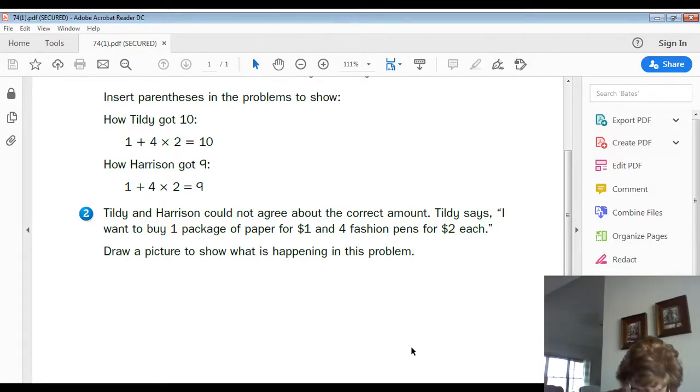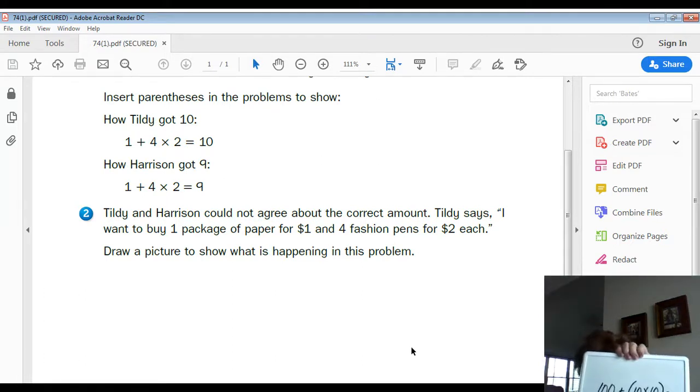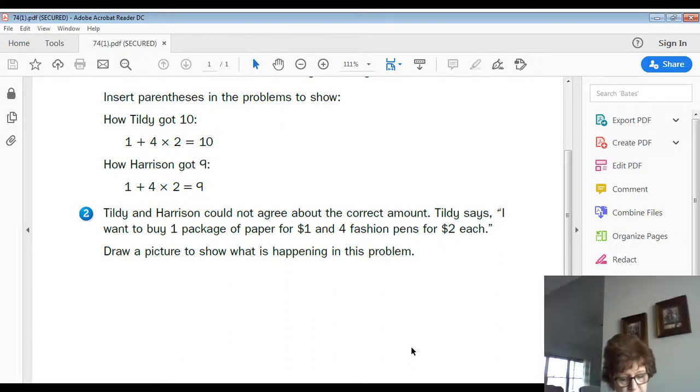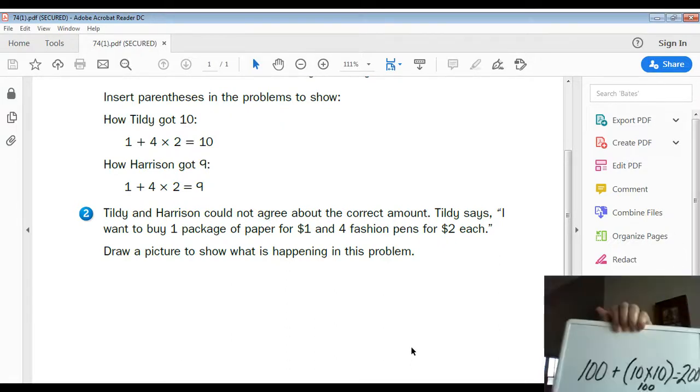100 plus 10 times 10 in parentheses. So do my 10 times 10, which is 100. Right? And 100 plus 100 equals 200.